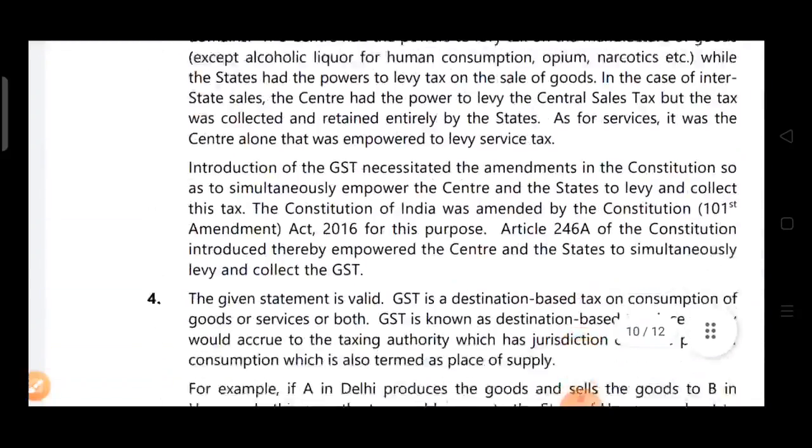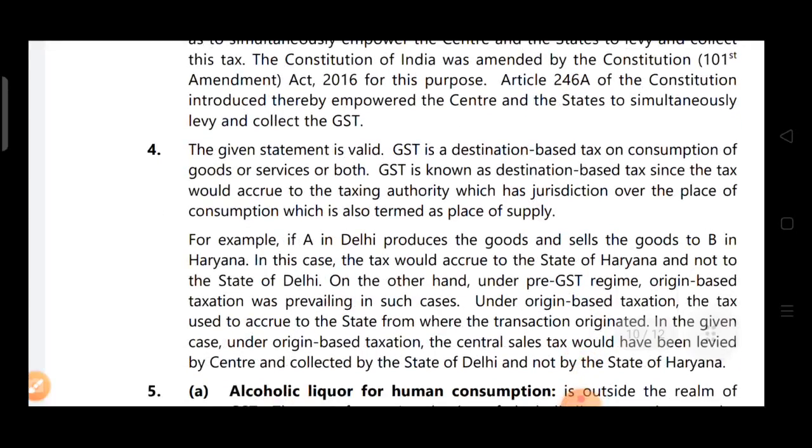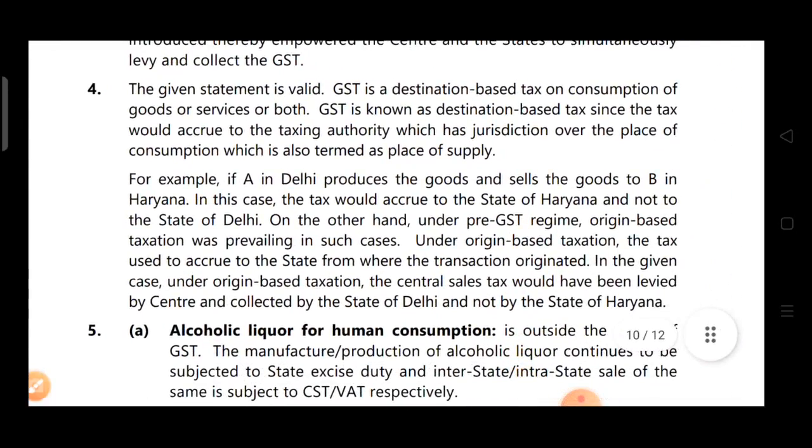Once you have done the chapter thoroughly, then these questions are very simple to answer. The given statement is valid. GST is a destination based tax on consumption of goods or services or both. GST is known as destination based tax since the tax would accrue to the taxing authority which has the jurisdiction over the place of consumption, which is also termed as the place of supply. Where the goods are actually consumed, GST is payable to that government account.